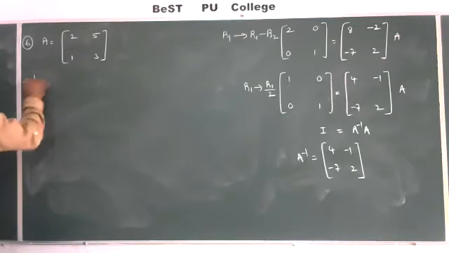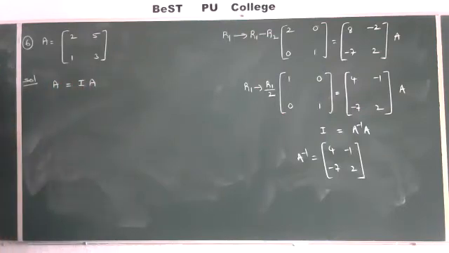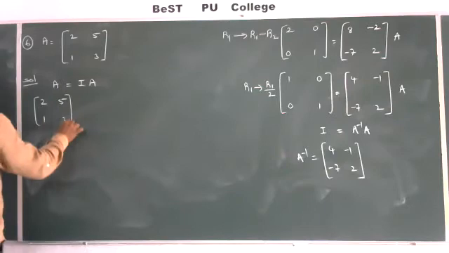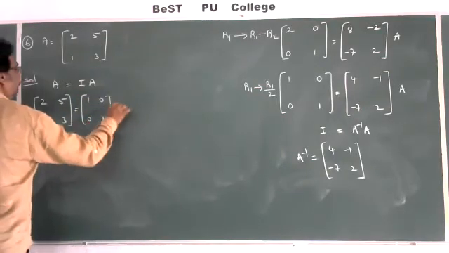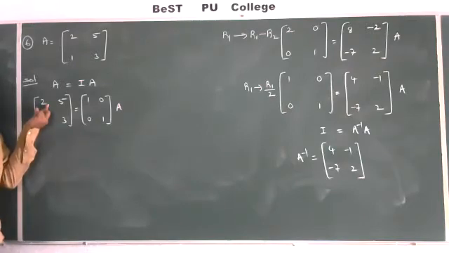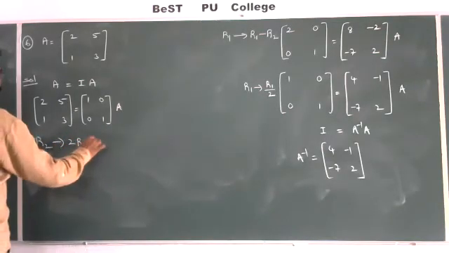Yes, solution. A is equal to IA. That is 2, 5, 1, 3 is equal to 1, 0, 0, 1, A. So 0 is required here by using this element. 0 required here, that is R2 goes to 2R2 minus R1.